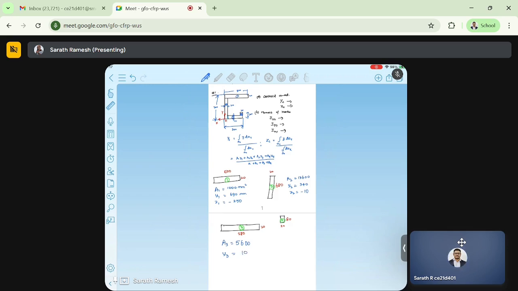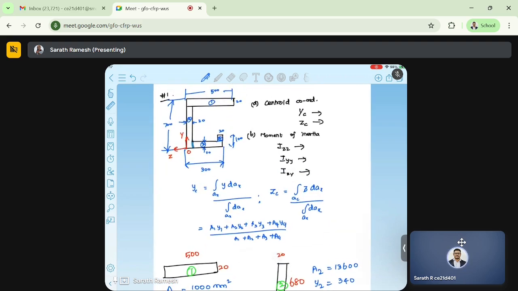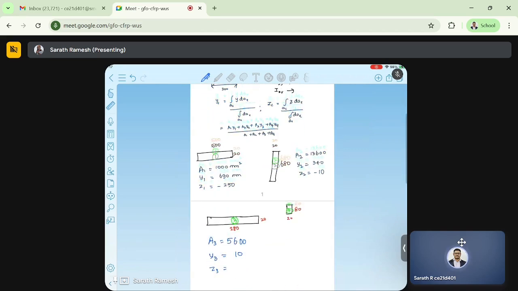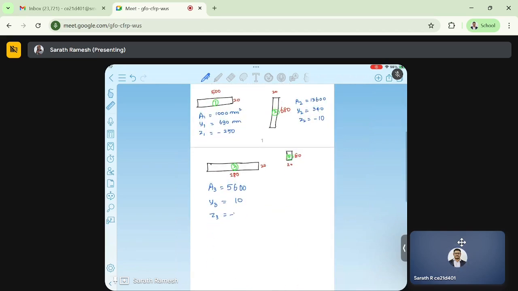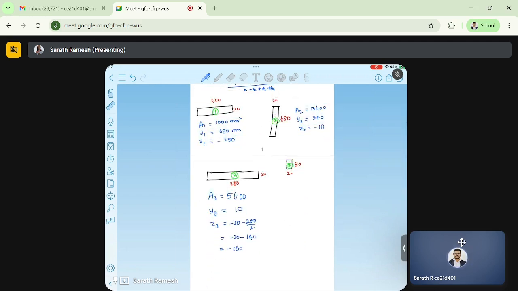Straightforward, 10. And what is Z3? Z3 is from here, it is 20 plus 280 by 2, right? Minus 20, minus 280 by 2, which is minus 20 minus 140, which is minus 160. Am I right? Yeah, fine. Good. So finally, what is A4?